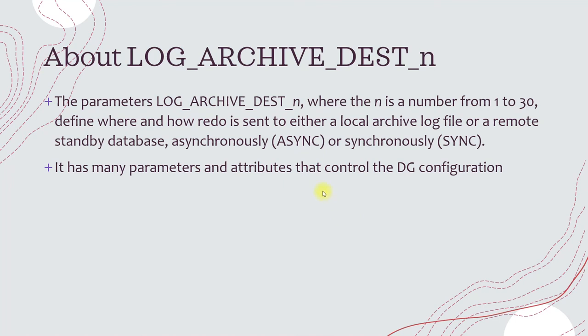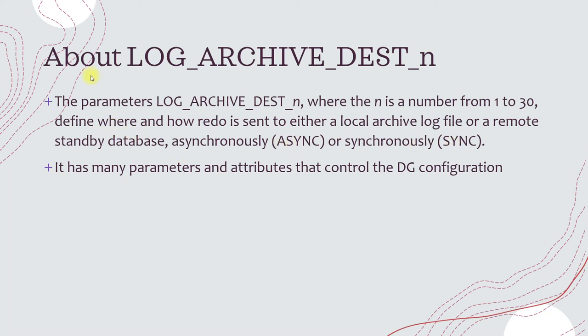Now let's talk about the log_archive_dest parameter. The log_archive_dest parameter is the most important parameter when you are setting up Oracle Data Guard. You can actually set up 30 standby databases, and you can set up those standby databases in either async or sync. We have already discussed these two in the previous lecture.